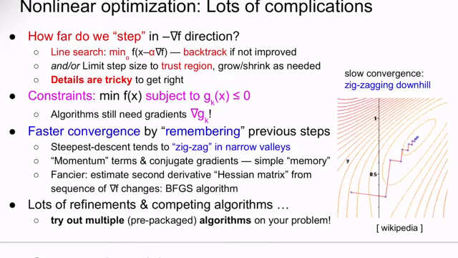Another fancy thing you can do is estimate, or even calculate, second derivatives, called Hessian matrices, and then use that information to help you. The most important class of these are called BFGS algorithms. I don't expect you to understand all these terms. I just want to throw out some culture. So if you hear, oh, use a momentum term or use BFGS, you're trying to avoid zigzagging by remembering what you did before.